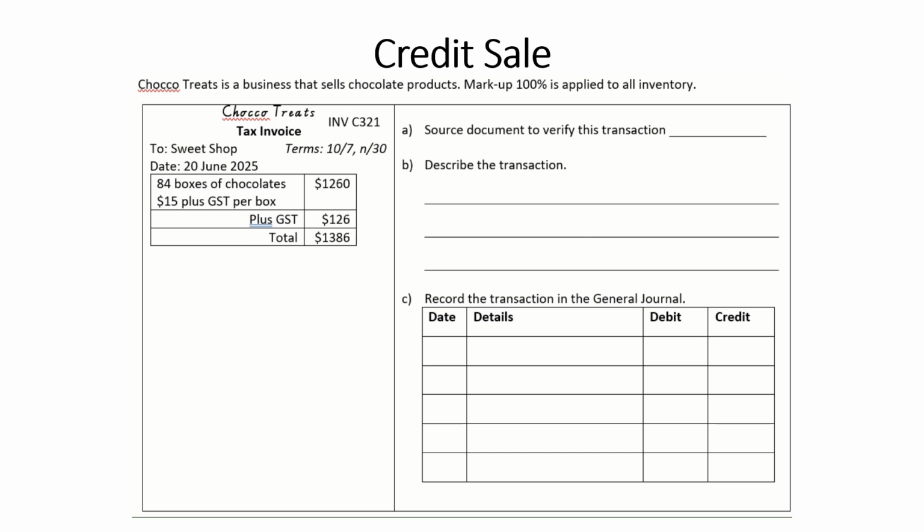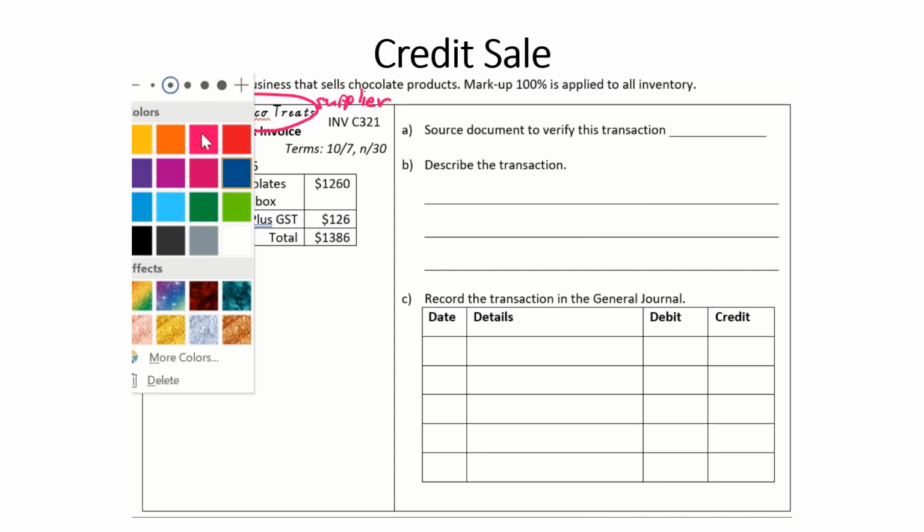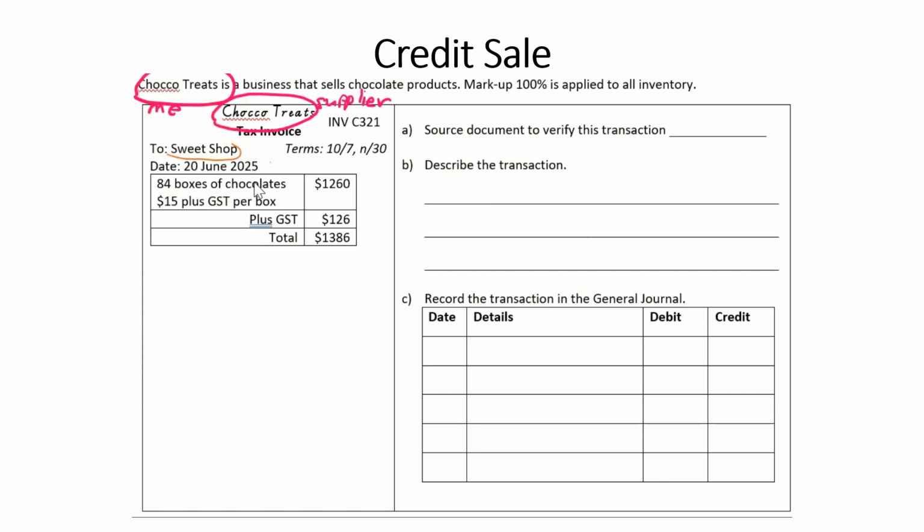Let us look at the first transaction. Choco Treats is a business that sells chocolate products. A markup of 100% is applied to all inventory. So that's us, Choco Treats. That's our business, and this time we can see that Choco Treats is written right at the top, which means we are the supplier and we are making a sale to a customer, and we can see that our customer here is Sweet Shop.